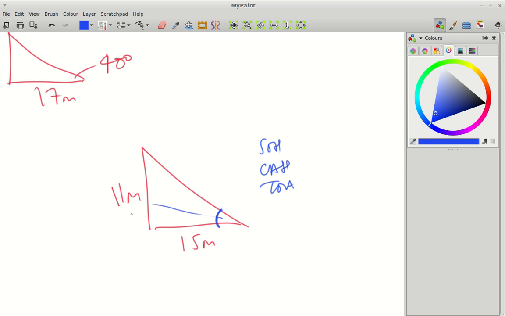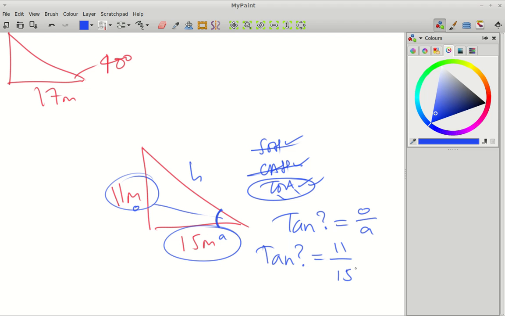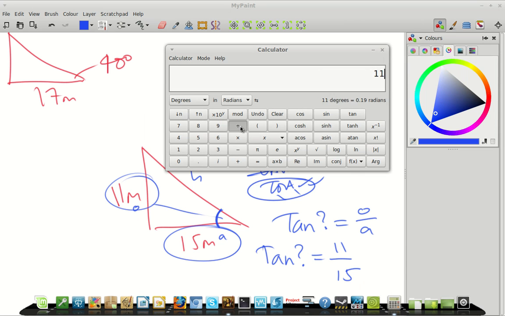Well, in this case, labelling it up, that's opposite, that's adjacent, that's hypotenuse. So we've got opposite and adjacent. We're given the opposite and the adjacent, so we want the one with opposite and adjacent in. So the tan of the angle equals opposite divided by adjacent, because it's O then A. So the tan of something is, the opposite is 11 divided by 15. Right, back to our calculator. 11 divided by 15.